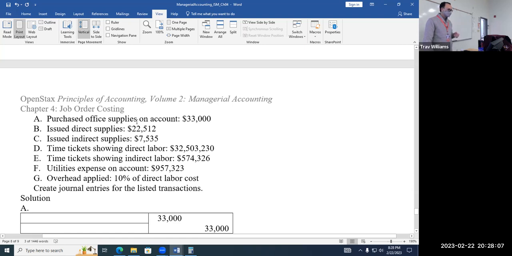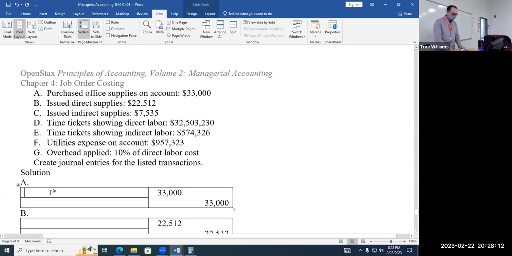The first one, we buy some supplies on account. Actually, that part is exactly the same. It would be a debit to supplies and credit to what? Accounts receivable or payable? Payable, correct. Okay.